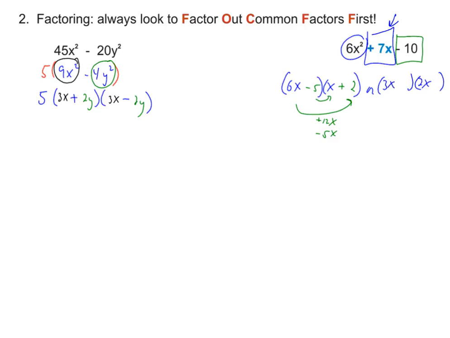Now again, just be careful. Make sure that your back ones do multiply to what that back term is, a negative 10. And these do. So remember, it's all about multiplying the outers plus the inners to equal the middle term. And if you do that, you'll have the correct factorization. So there it is, 6x minus 5 times the quantity x minus 2.